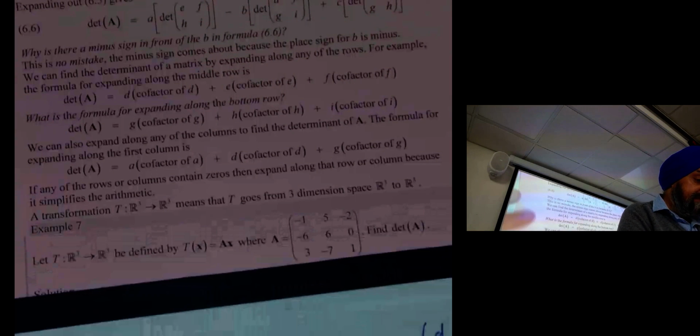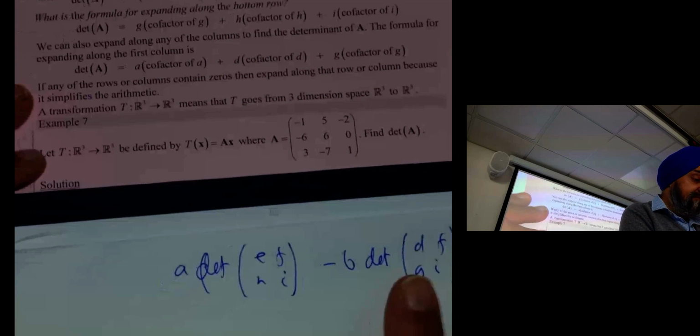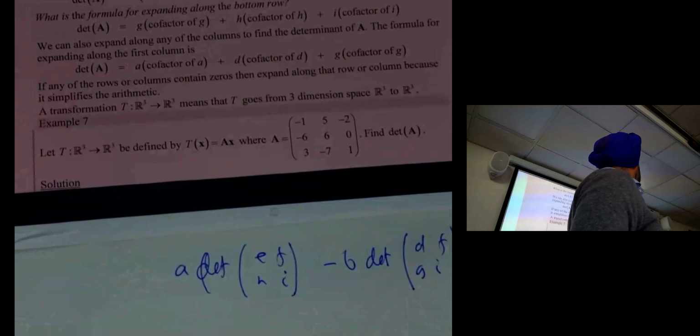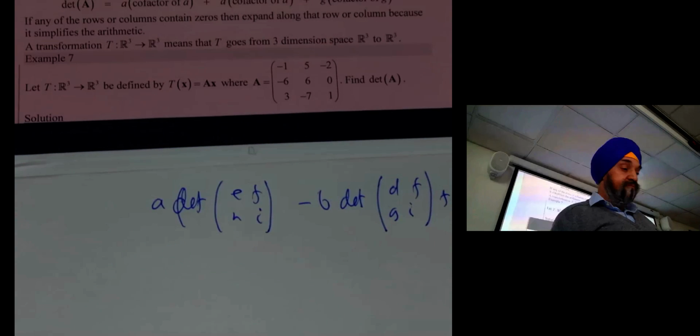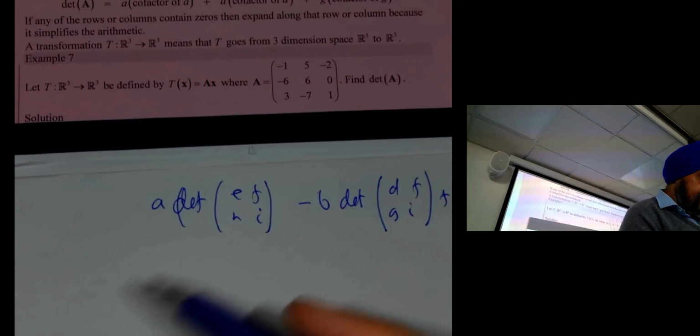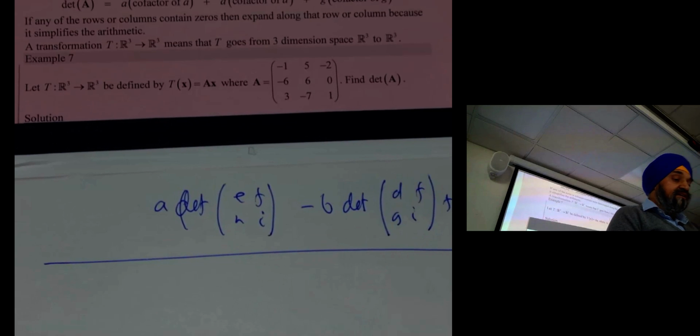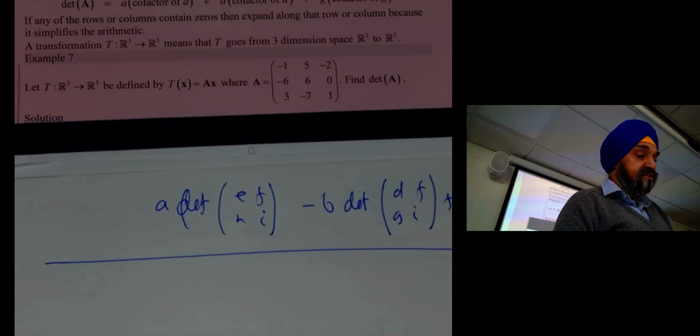So don't worry about the transformation. Let's just work out the determinant of A here. I know we haven't done transformations. What it is, it's going from R3 to R3. But we haven't done that chapter, so I'll go with the geometric interpretation of what we mean by the determinant.